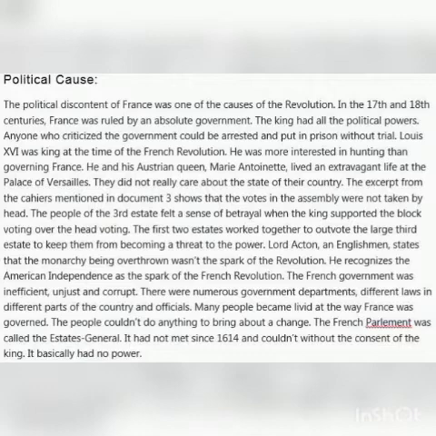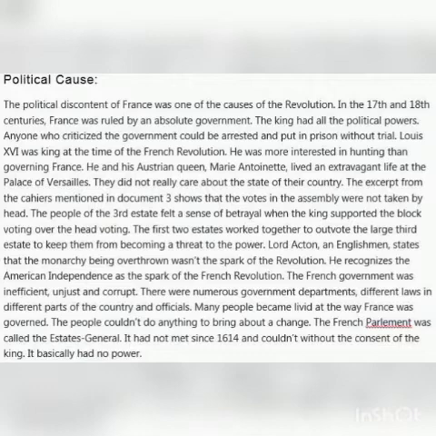Lord Acton, an Englishman, stated that the monarchy being overthrown was not the spark of the revolution. He recognized the American independence as the spark of the French Revolution.